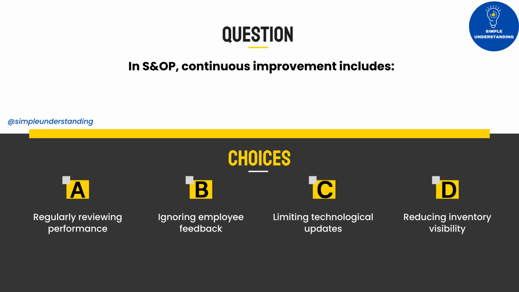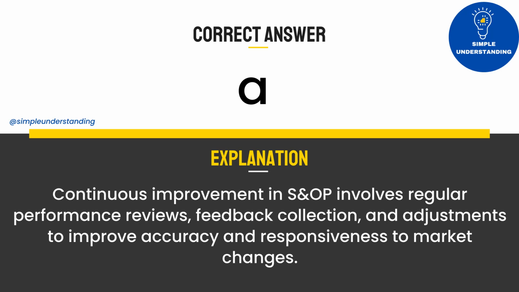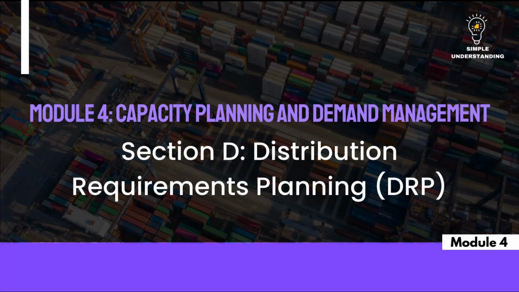10. In S&OP, continuous improvement includes A. Regularly reviewing performance. B. Ignoring employee feedback. C. Limiting technological updates. D. Reducing inventory visibility. Answer: A. Explanation. Continuous improvement in S&OP involves regular performance reviews, feedback collection, and adjustments to improve accuracy and responsiveness to market changes.